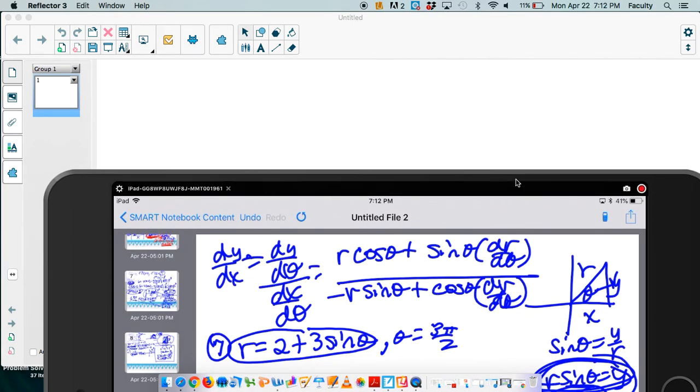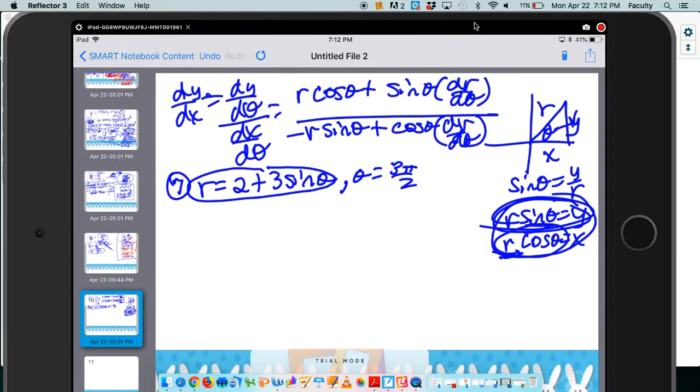So this makes kind of a cardioid with a loop in it. All right, I'm going to need dr d theta. So first step you'll do is find dr d theta. The derivative of r is 0. The derivative of 3 sine theta is 3 cosine theta. So you needed that. Now let's fill it in up here.